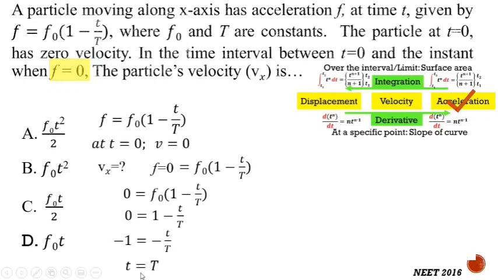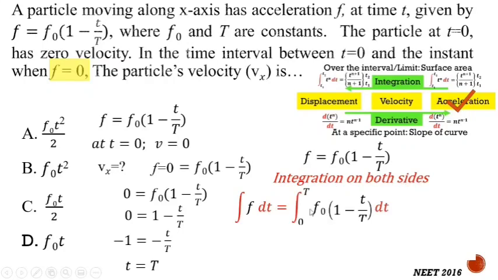That means now we have the limiting values for finding velocity. Integration on both sides will give you the velocity. As we know, the integration of acceleration dt is nothing but the velocity. So taking integration on both sides, the limiting values are t varies from 0 to T. So the lower limit is here and the upper limit is here, and the expression for this is as it is.